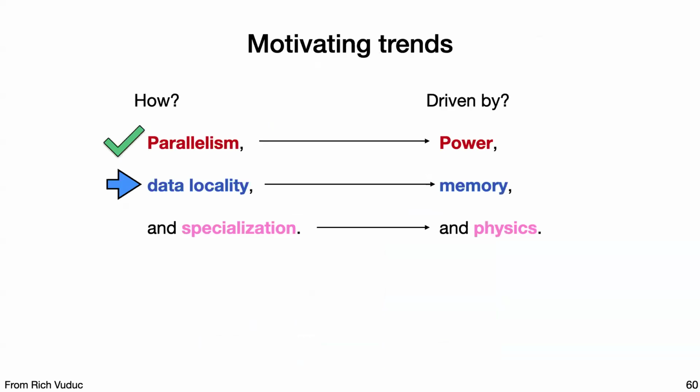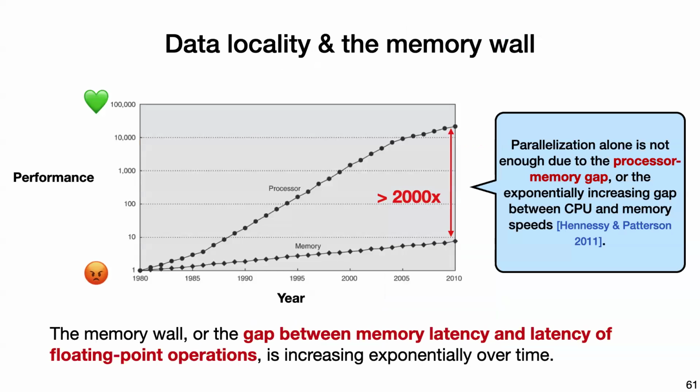So the first motivating trait for these machines is parallelism. Another one is data locality. Like I said, data locality is important because memory is scarce and it grows way slower than processor speed. There's a 2000x gap between processor speed and memory speed. The y-axis is performance relative to the starting point, and the x-axis is time. The reason for this is hardware physical limitations. The memory wall, or this gap between memory latency and the latency of floating point operations, which is your processor speed, is increasing exponentially over time.